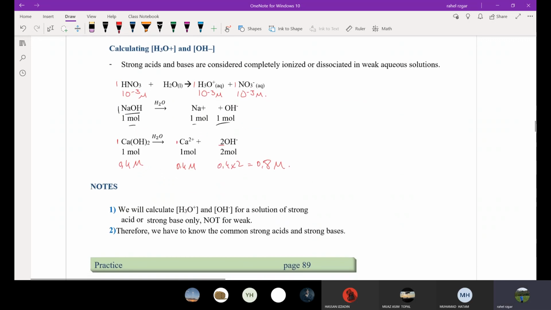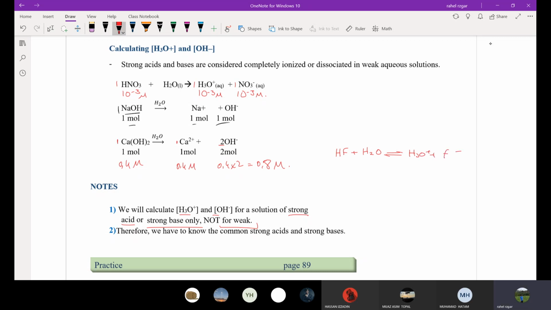In this section, we calculate H3O and OH only for strong acids and strong bases, not for weak acids or weak bases. Why? Because they don't dissociate completely. Exactly, because we don't know how much H3O or how much OH will be produced. Let's say we have HF, which is a weak acid, reacts with H2O, reversible, becomes H3O.